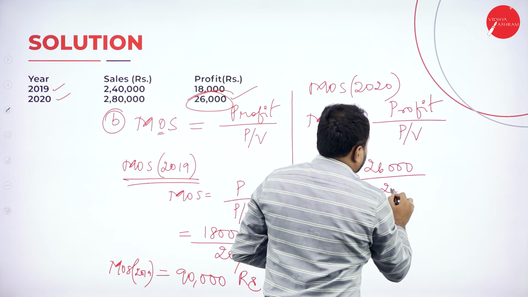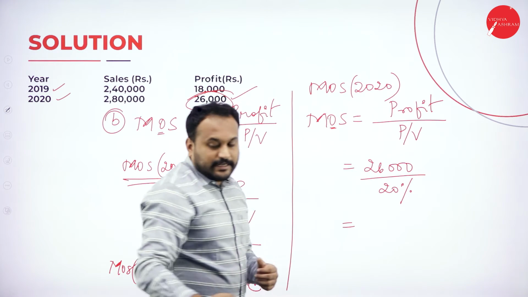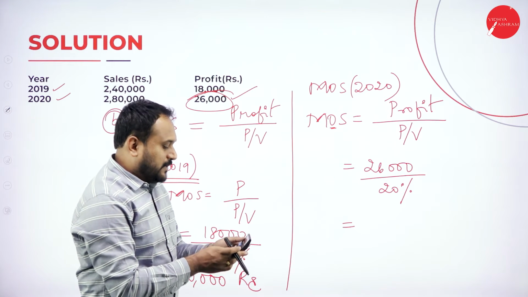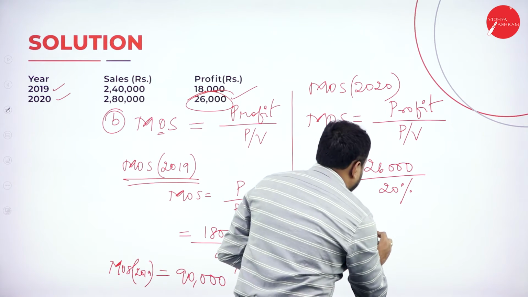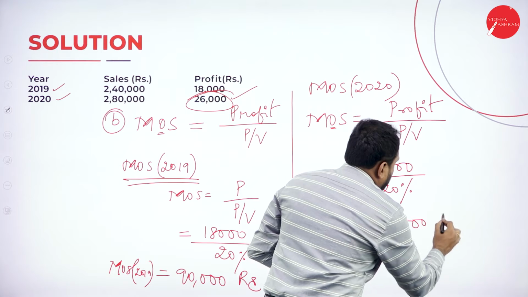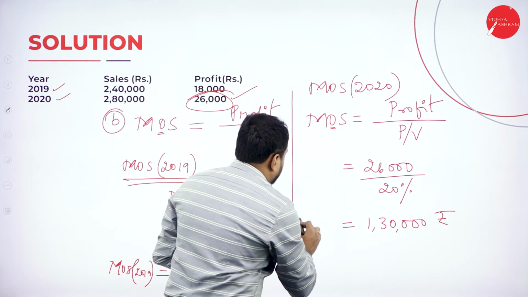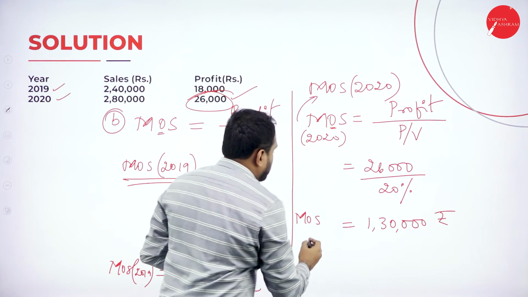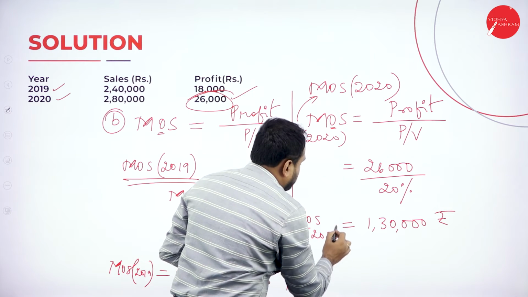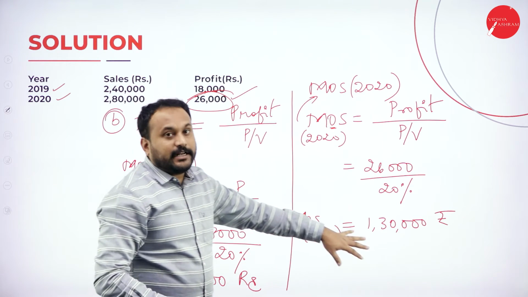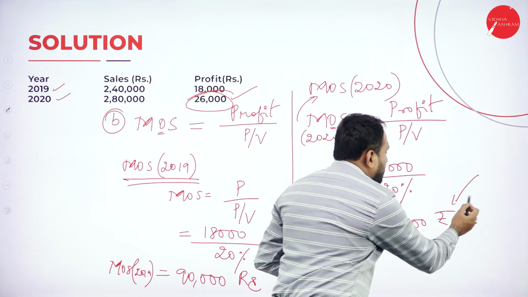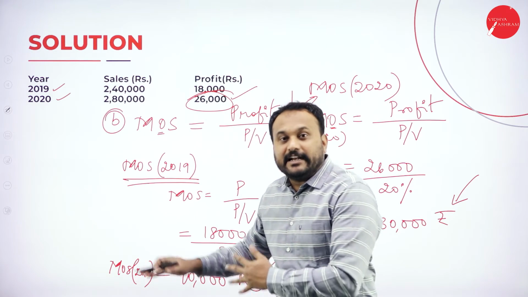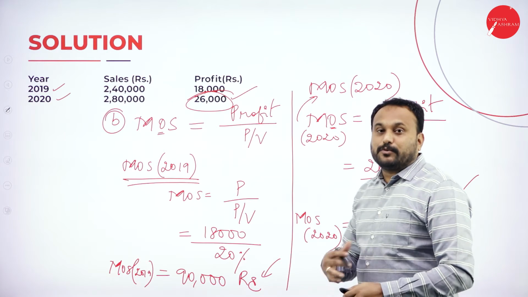26,000 divided by PV, which is 20%. Let's calculate this: 26,000 divided by 20%, 1,30,000 rupees. So this is my MOS for 2020, which I have written here. The minute I am done with it, I'll get marks. Without writing the symbol rupees or writing Rs, I'll tell you this will be considered not a valid answer. So write rupees or the rupees symbol.